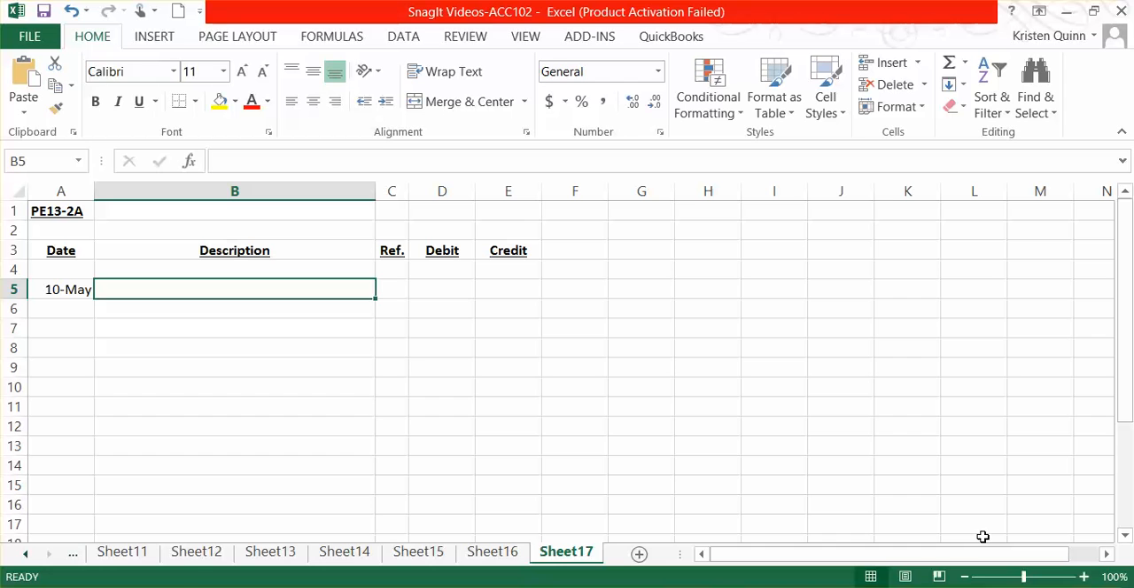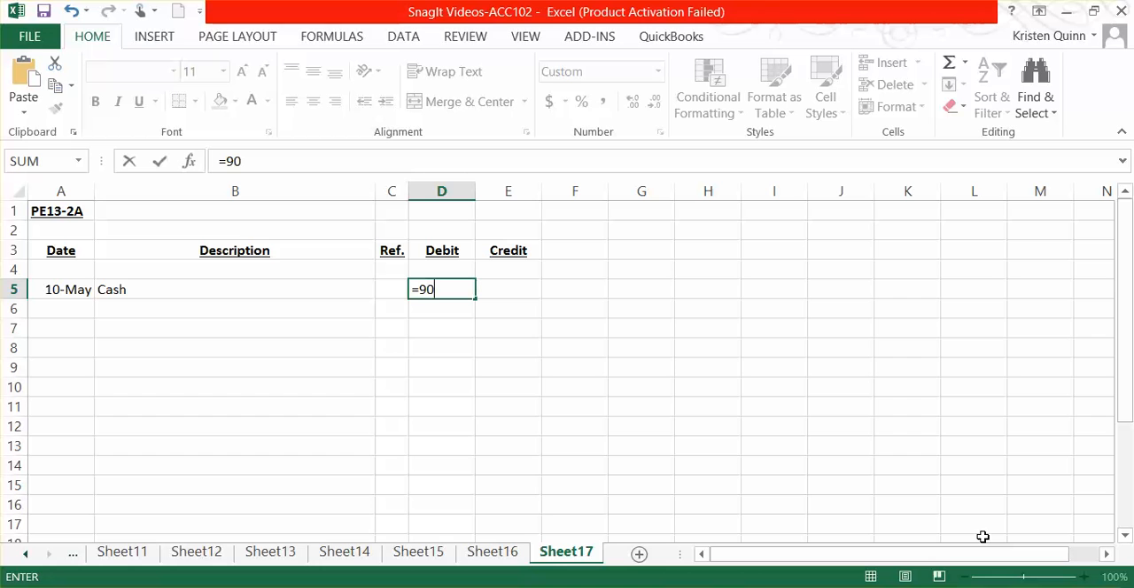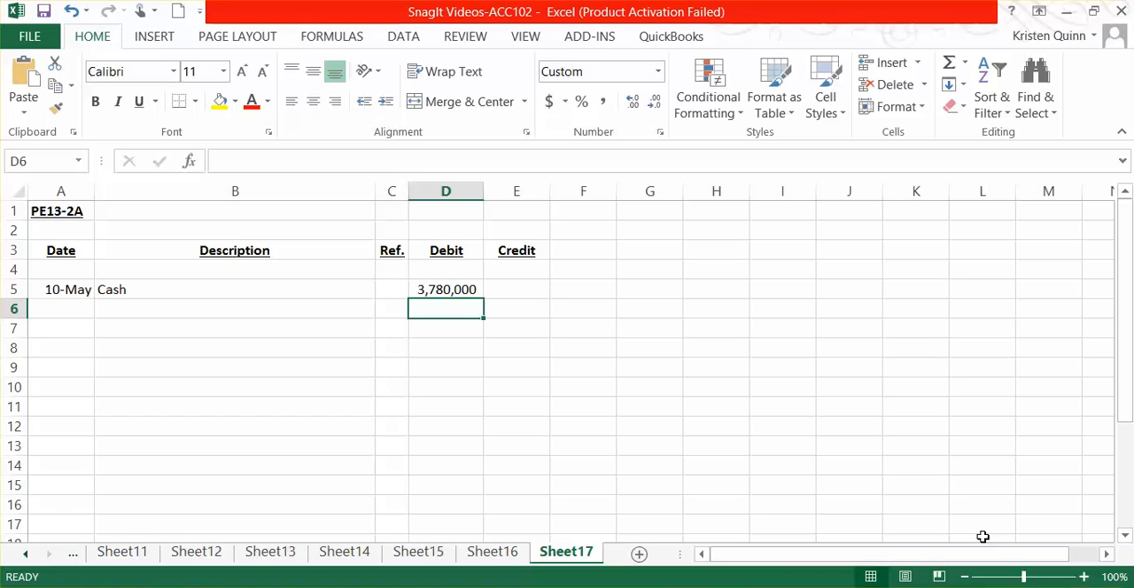A company will issue shares of stock to raise a lot of capital or assets for their business, typically cash. So that means we are receiving cash for our business. We are selling 90,000 shares of stock, and we are selling them at $42 per share. We always record the cash at the sales price. So in total, we are taking in $3,780,000 in cash.